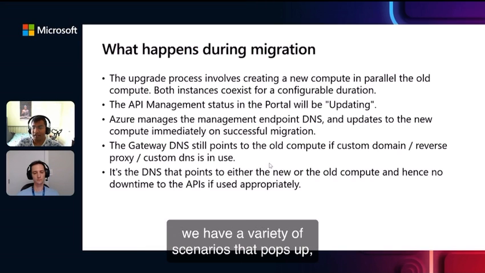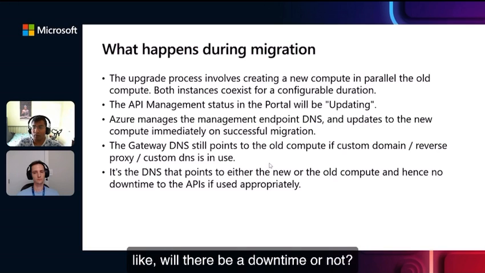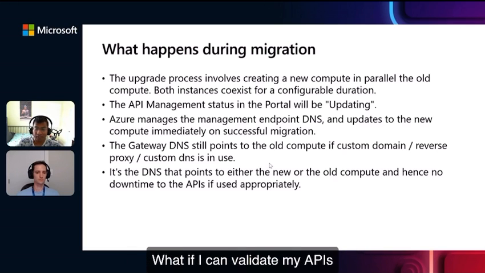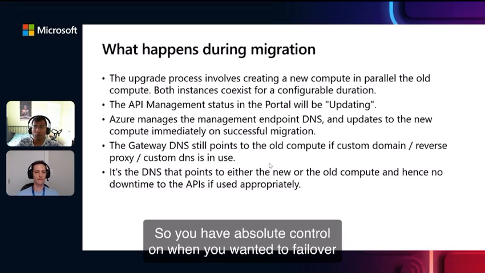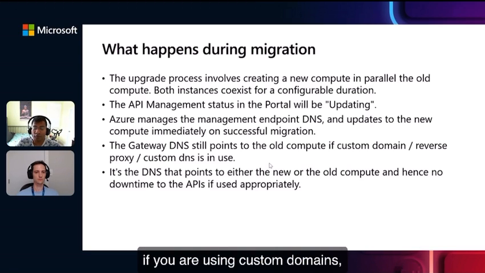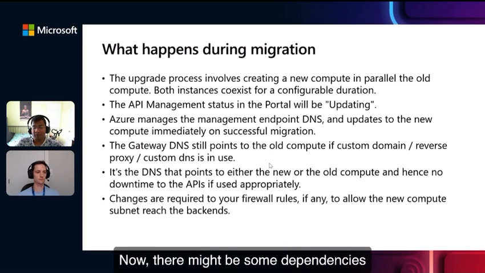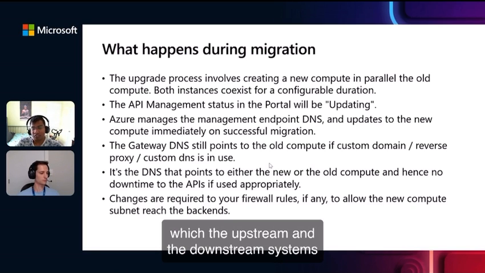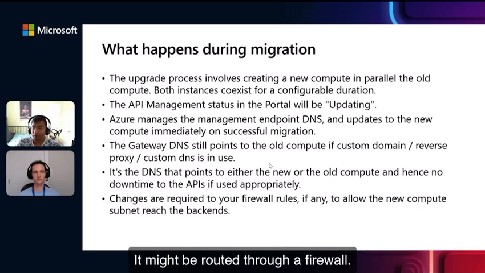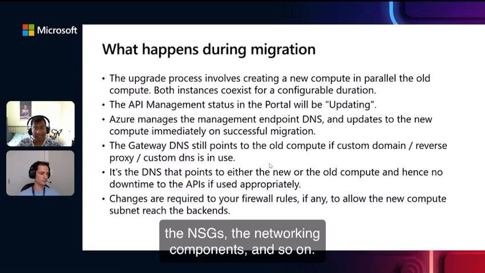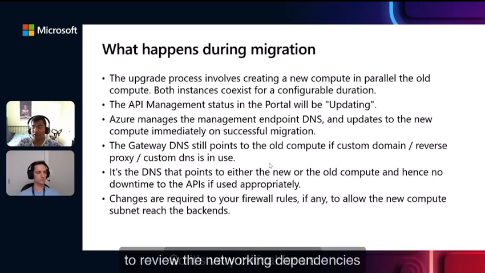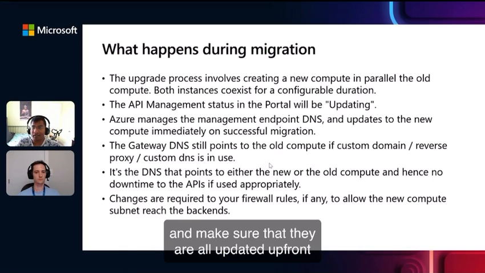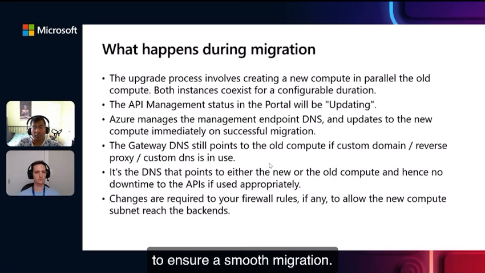We have a variety of scenarios that pop up, like will there be downtime or not? Can I validate my APIs before doing the switchover or not? So you have absolute control on when you want to fail over if you are using custom domains, reverse proxies, or custom DNS. Now, there might be some dependencies which the upstream and downstream systems might have taken. It might be routed through a firewall. You might need to update your firewall rules, the NSGs, the networking components, and so on. So it's very critical to review the networking dependencies and make sure that they're all updated upfront to ensure a smooth migration.